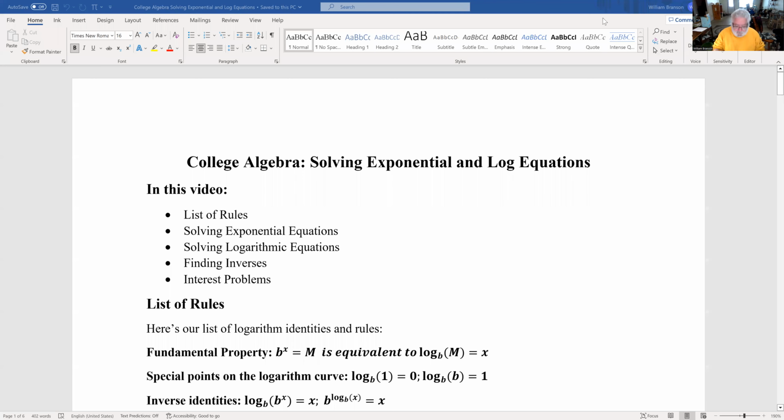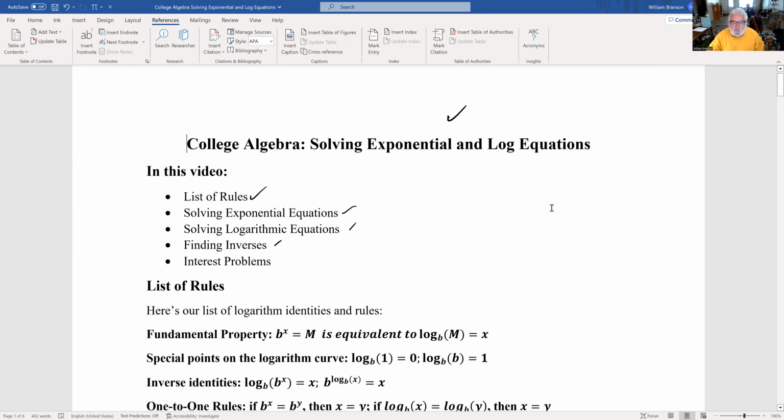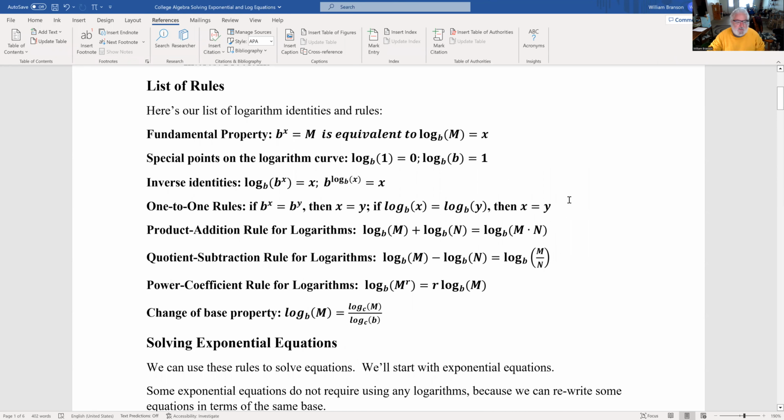Okay, solving exponential and log equations. So we'll see the list of rules, solving exponential equations, logarithmic equations, how to find inverse functions, and finally some interest problems. So this is the list of rules, logarithm identities and rules.